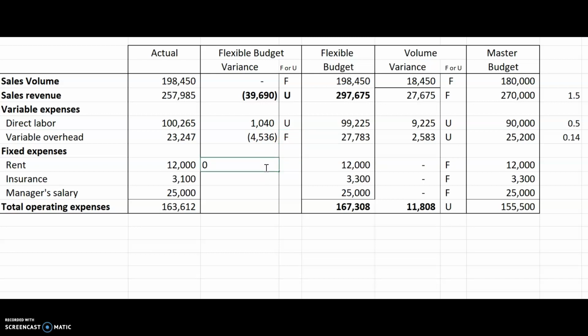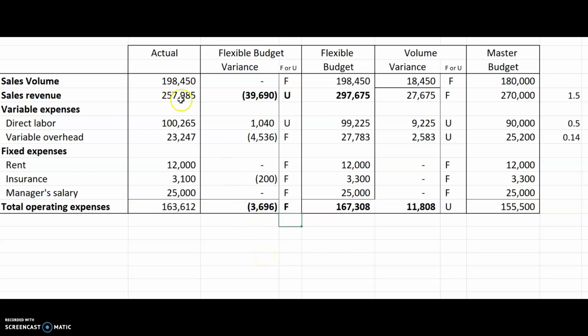There's no variance for the rent. There's a $200 variance for the insurance. The actual ended up being lower, so that was favorable. No variance for the manager's salaries. So the flexible budget variance for our total operating expenses comes to 3,696. The actual is lower than the flexible budget, so that is favorable.